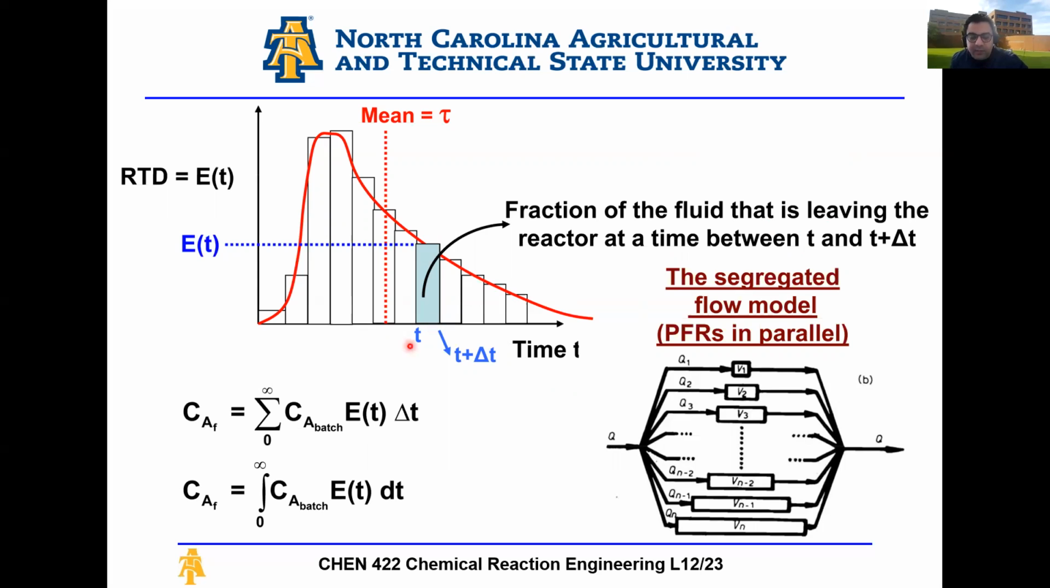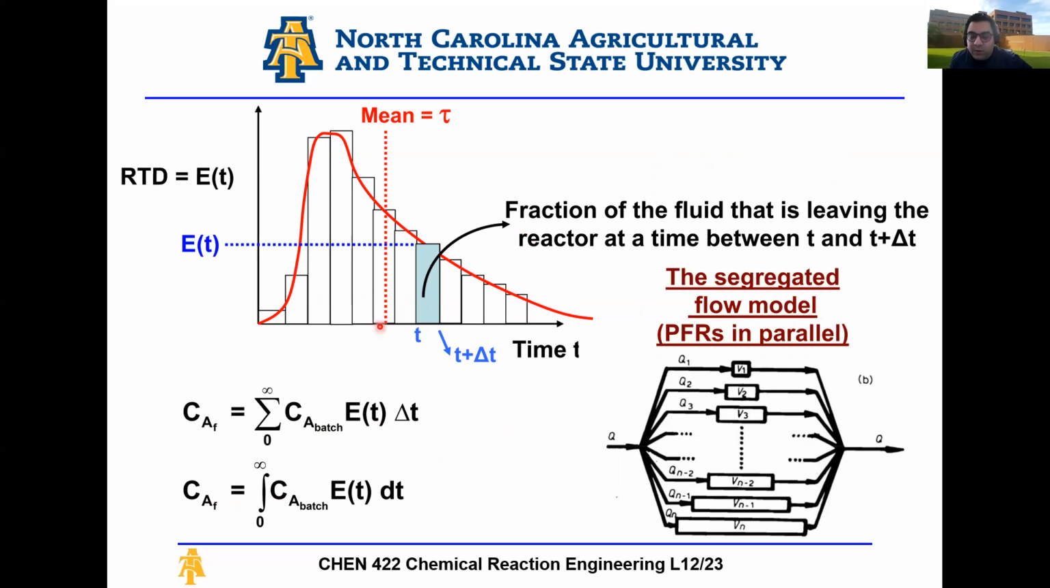that's leaving the reactor. In order to determine the final concentration of A, it is the summation of C_A batch multiplied by E(t) delta T, right? So it's a summation of the concentration in your reactor multiplied by the area of the curve as you add them up from the initial to the final time. This is equivalent to integrating, so you can always integrate and get the area under the curve.